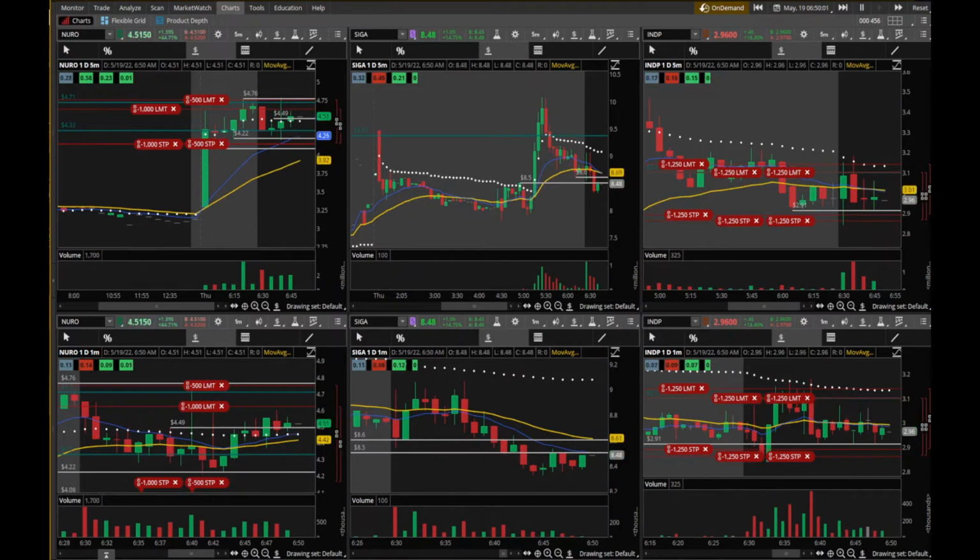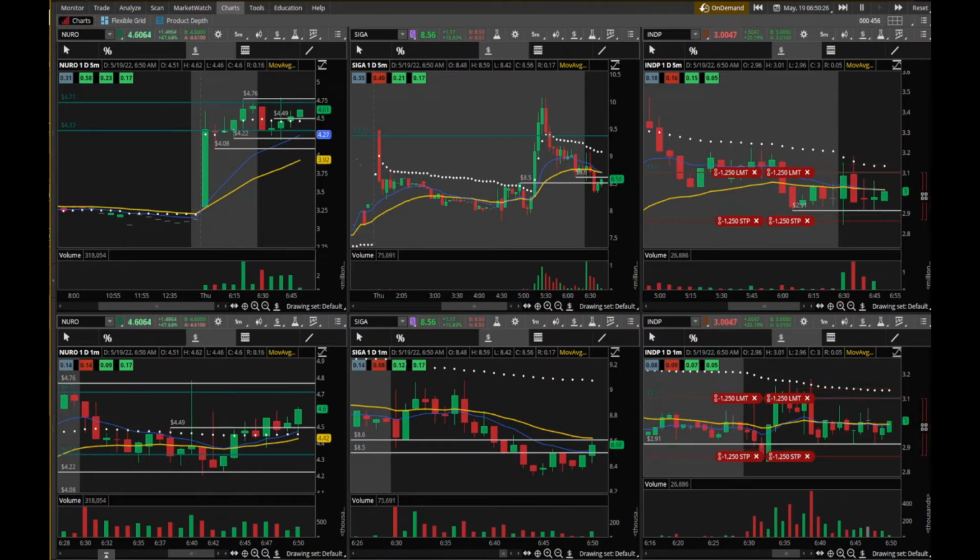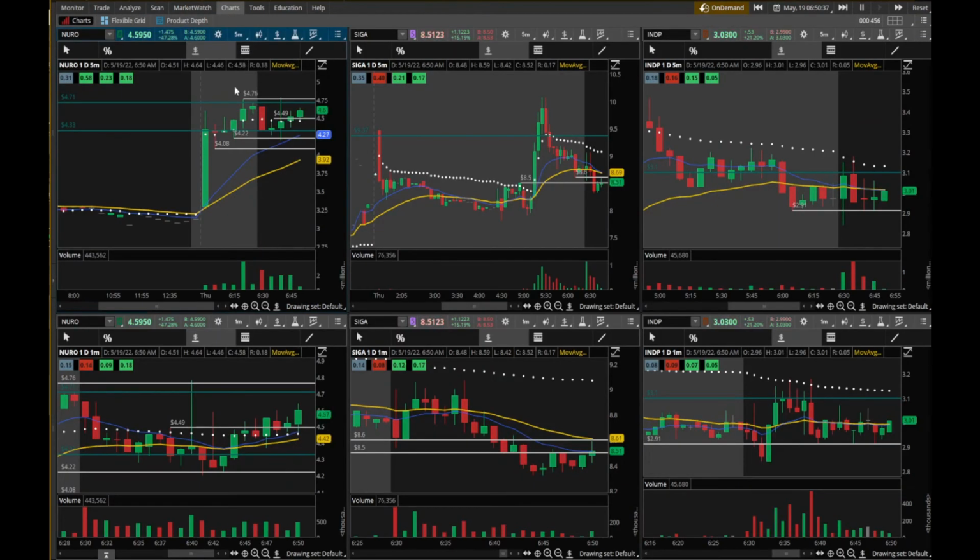New 5-minute candle now starting to form. Going to sell a little more of that. That was Nero I sold more of. And I'm going to sell that. So I'm out on Nero. I'm going to sell some of INDP. I'm going to sell all of INDP. And that is going to put me up $46 on the day.